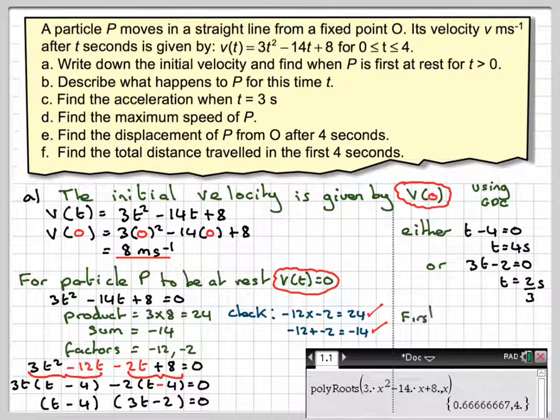So there's a screenshot of that. So we take the first at rest at t is equal to 2/3 of a second.